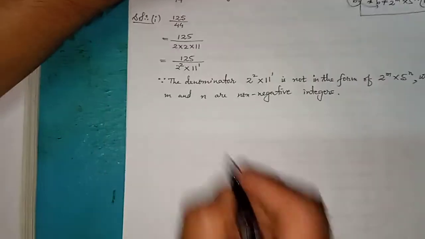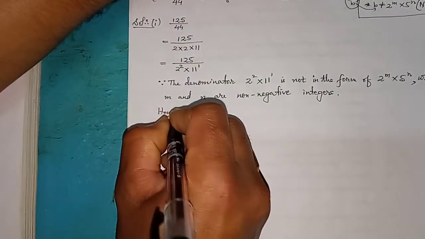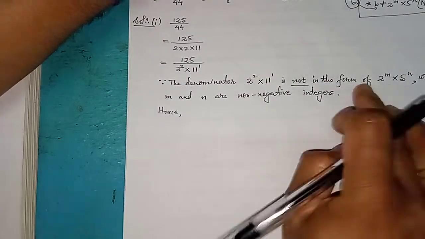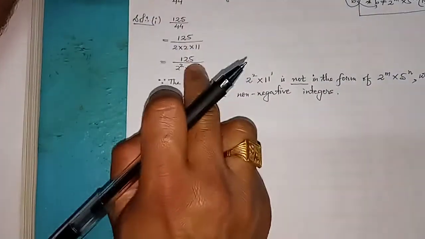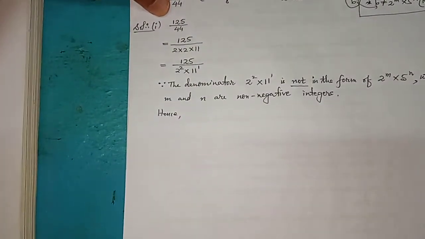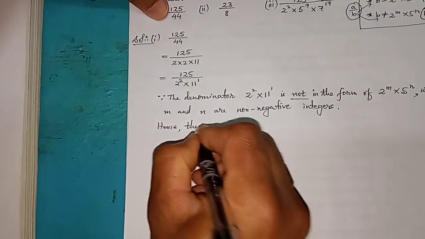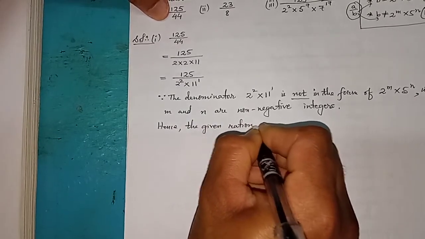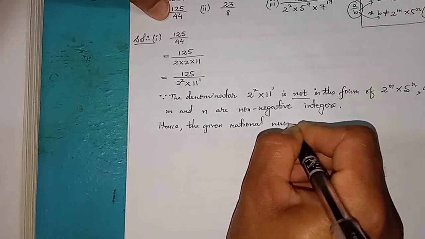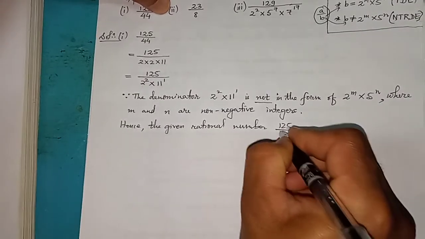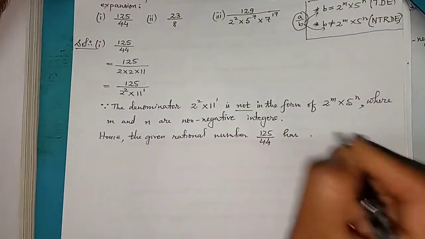So hence we can say what? Because the denominator is not in this form, therefore this given rational number, which came from here, 125 by 144, hence the given rational number, what rational number? The given rational number 125 by 44. This given rational number has, tell me, which kind of decimal form now?